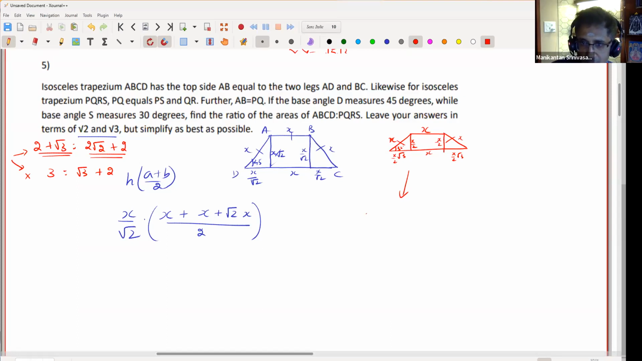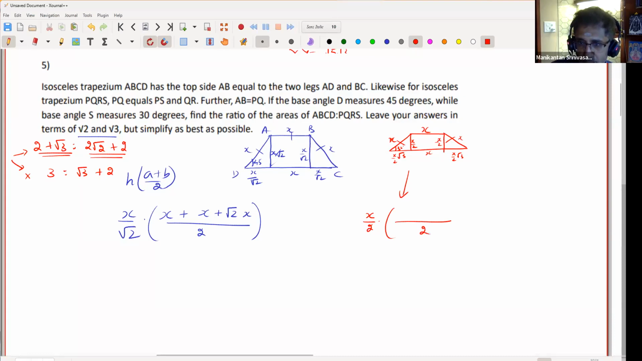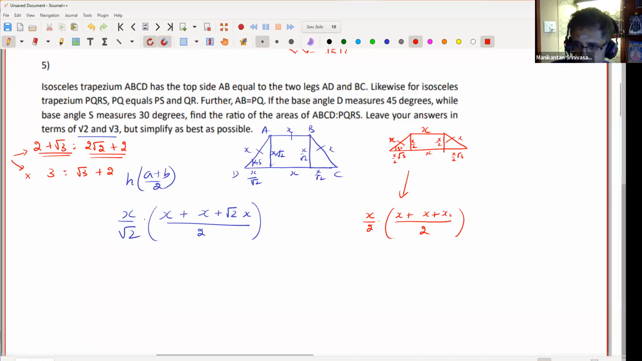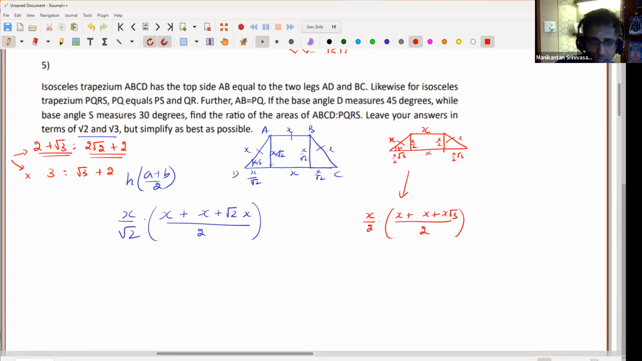So similarly, the area would be height, which is X by 2, into the average of the two bases. The upper base is X. The bottom base is X plus X root 3 by 2 appearing twice, so X root 3. Okay. So now let's look at the ratio of these two, right? Obviously, X square can come outside. And then what do I have inside? I have 2 plus root 2.